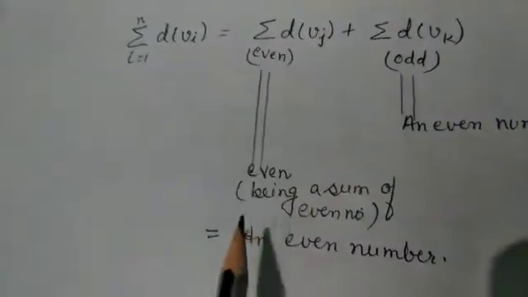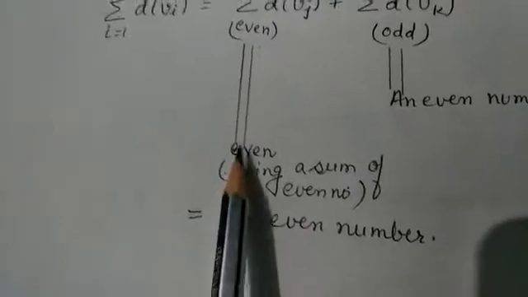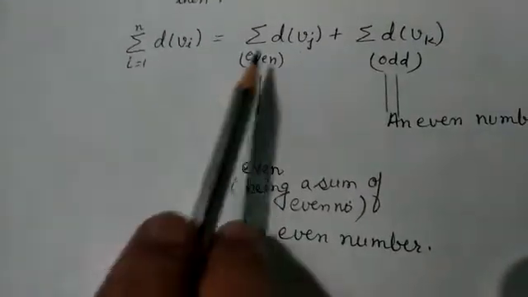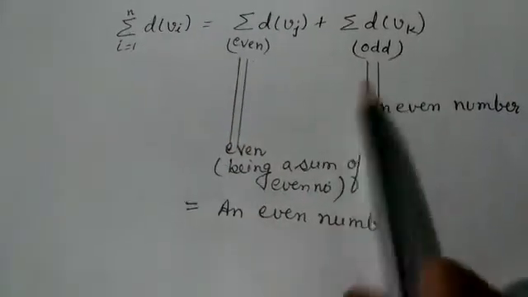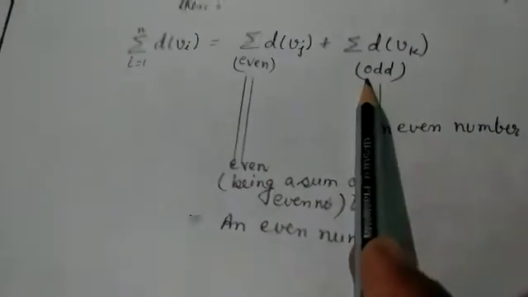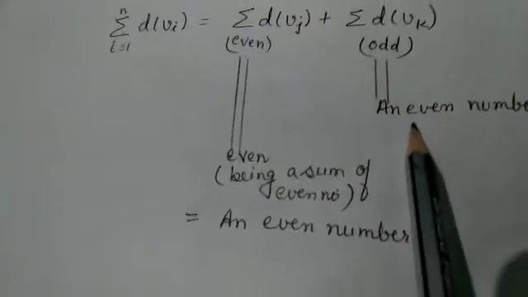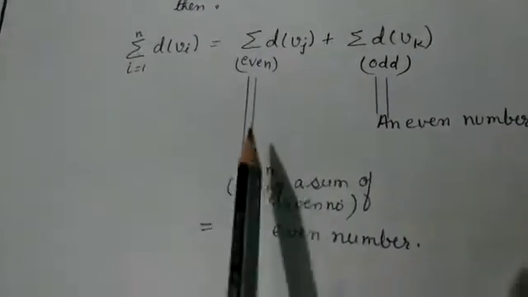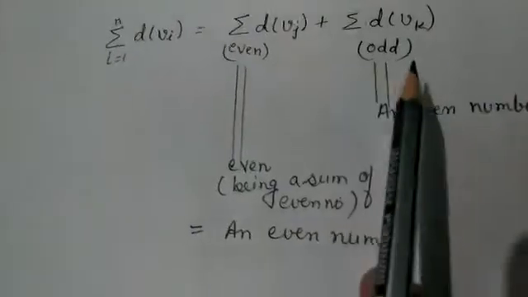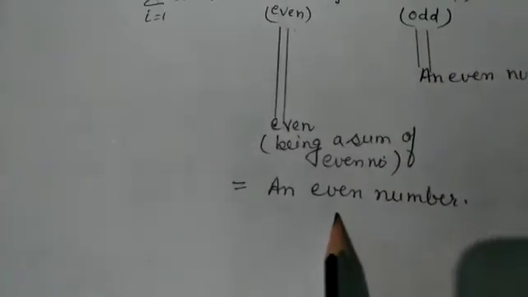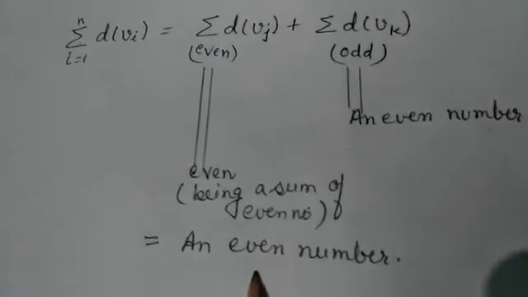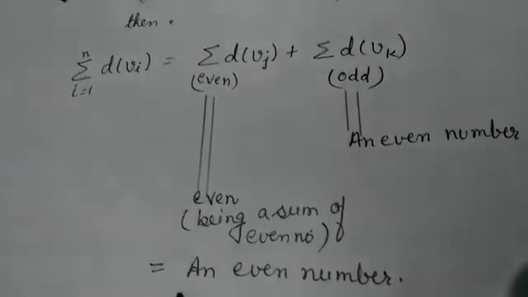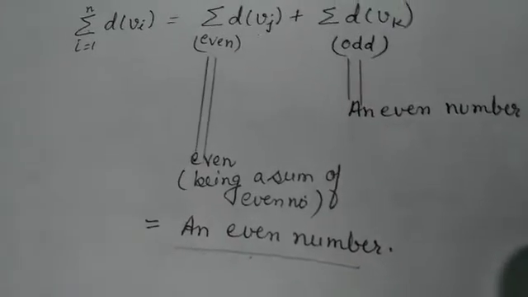So on taking the sum, it will be even. Being a sum of even numbers, we will get an even number. And we know that when we take the sum of odd degrees, it is also an even number. So the sum of an even number and an even number is again an even number. Hence we can say that the number of vertices of odd degree in a graph is always an even number.